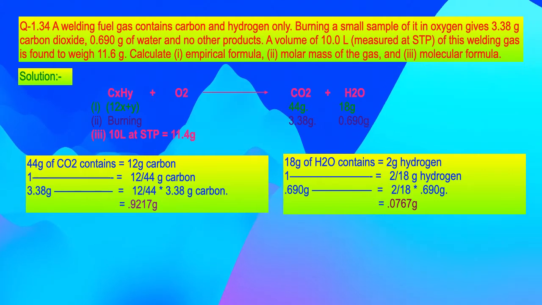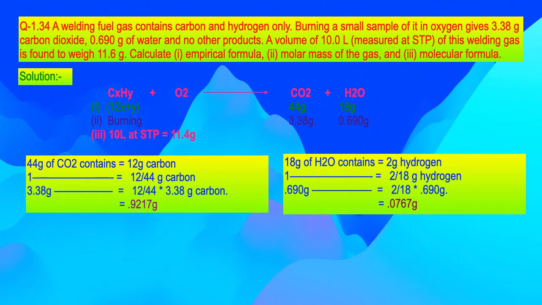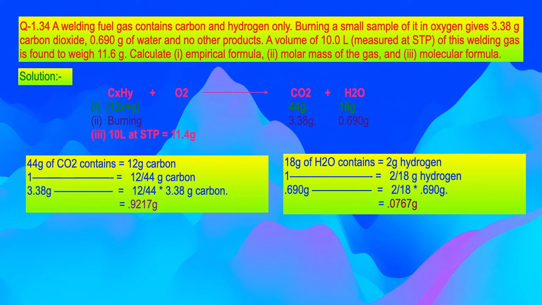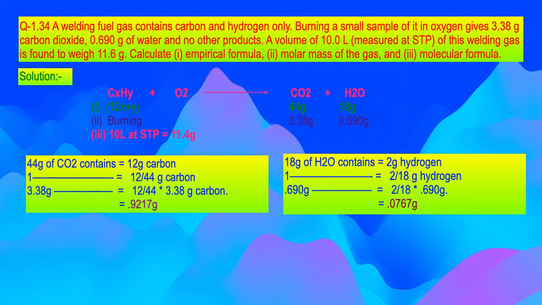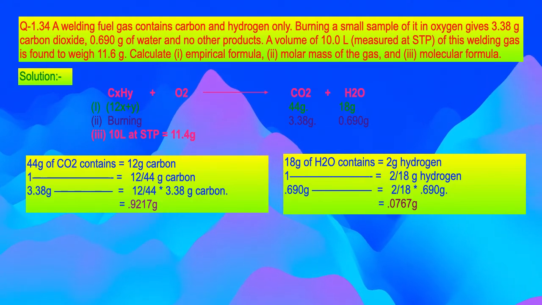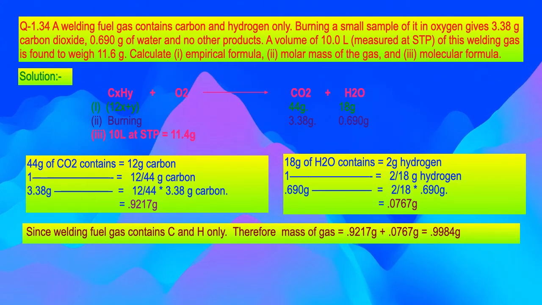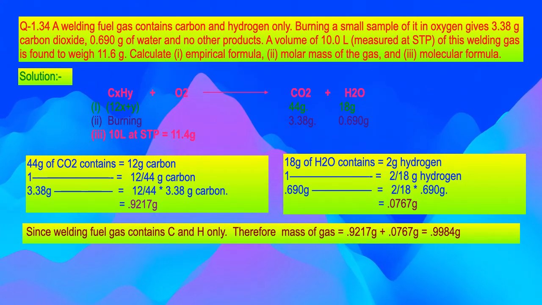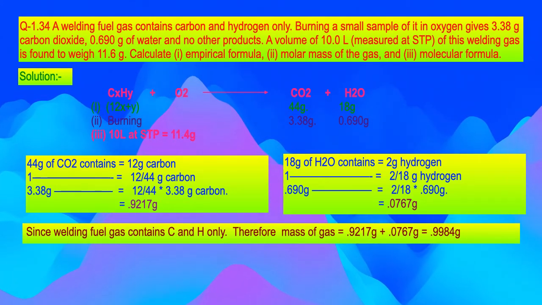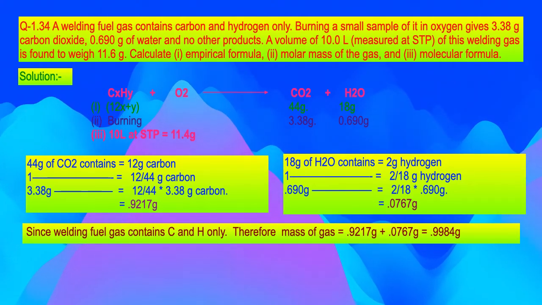Now similarly we will calculate the amount of hydrogen present in the given amount of H2O. We know 18 gram of water contains 2 gram of hydrogen. 1 gram will contain 2 by 18, and we have been given 0.69 gram. After burning, the gas gives 0.690 gram of H2O, and the hydrogen will be 0.076 gram. Now since the welding fuel gas contains carbon and hydrogen only, the mass of the gas is the total mass of carbon plus the total mass of hydrogen, which will be equal to 0.9984 gram.